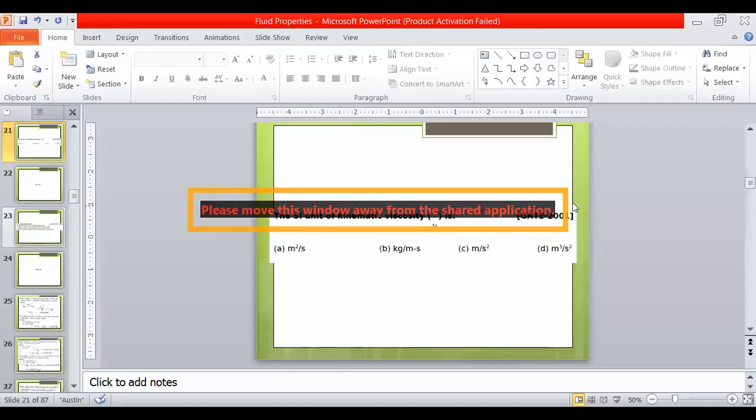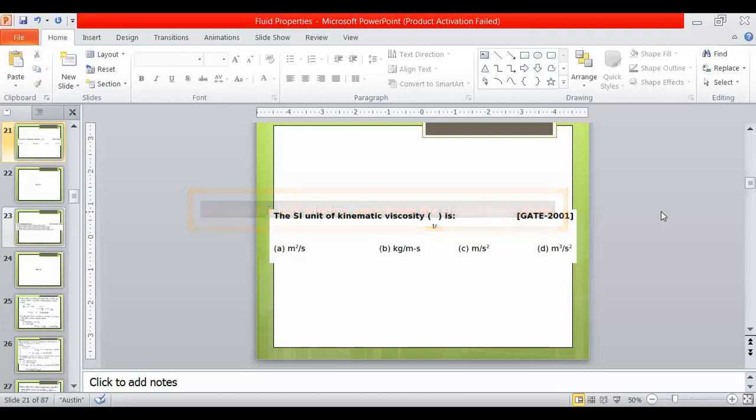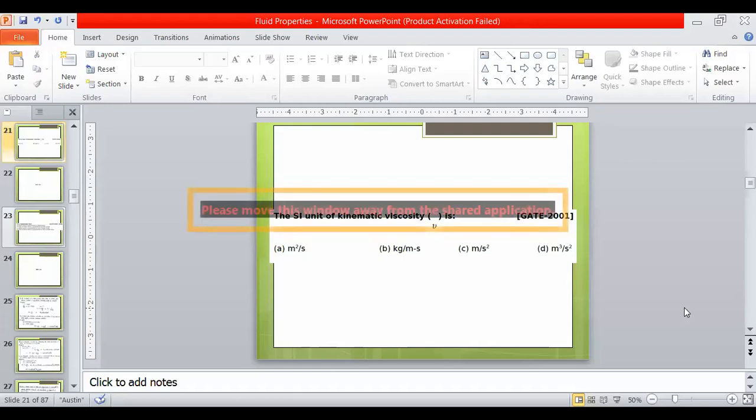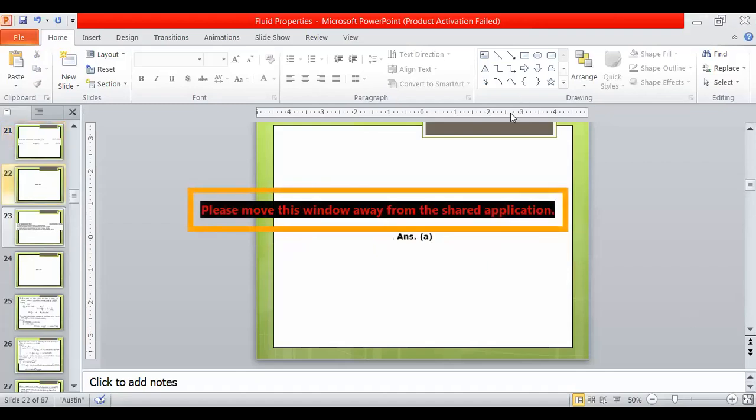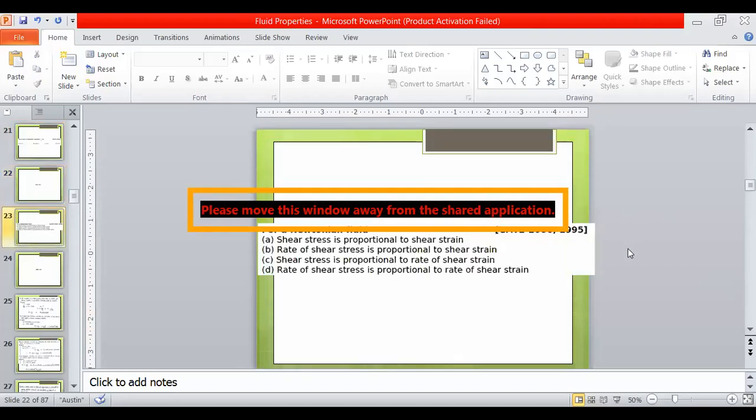This is the question. The SI unit of kinematic viscosity is. This question was asked in GATE 2001. Option A. Correct. Option A is the answer for this. Next question.